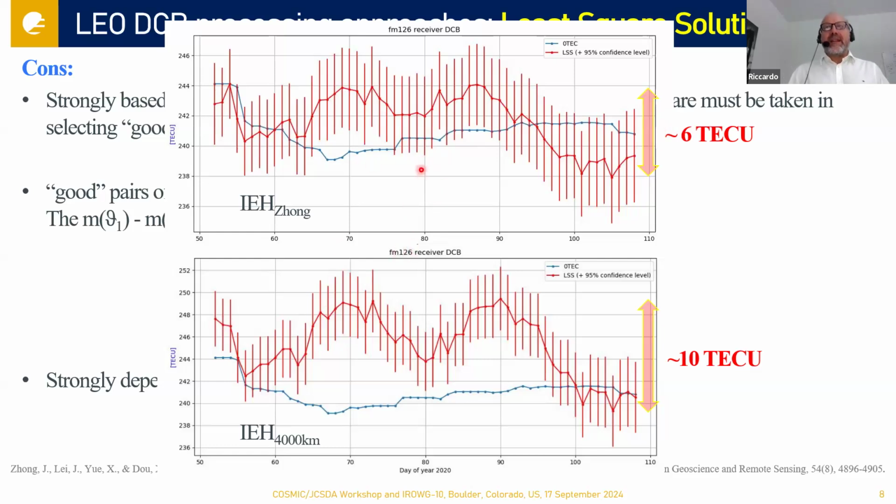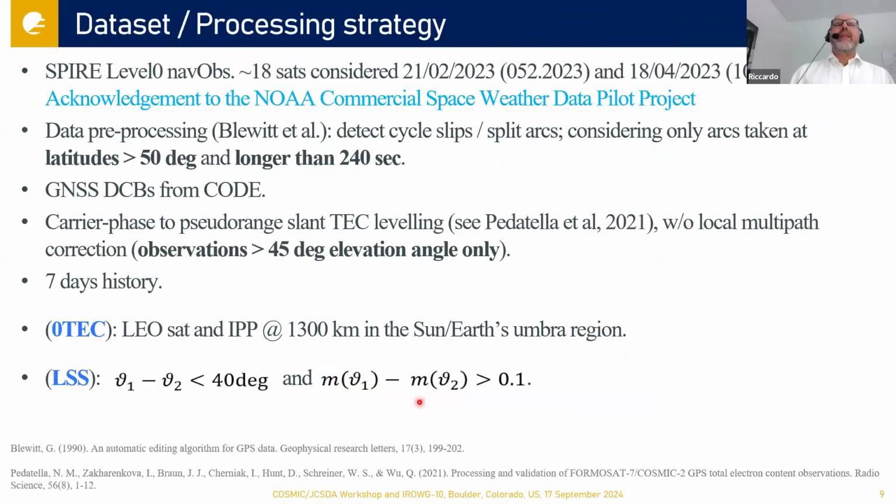is FM 126. Here below is the same, but the least square solution is computed considering an ionospheric effective height of 4,000 kilometers. So you can see that things start to get crazy. The dynamic of the least square solution is bigger, 10 tech units, and the solution differs quite strongly. But the zero-tech does not change because it does not depend on the ionospheric effective height.